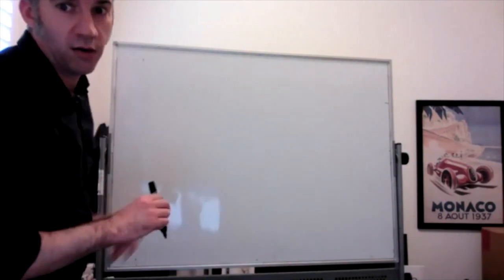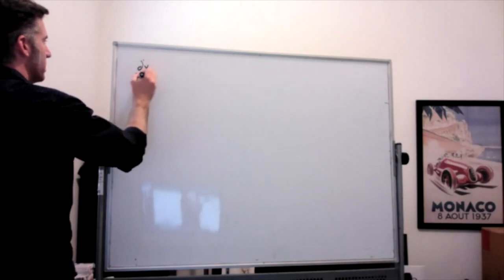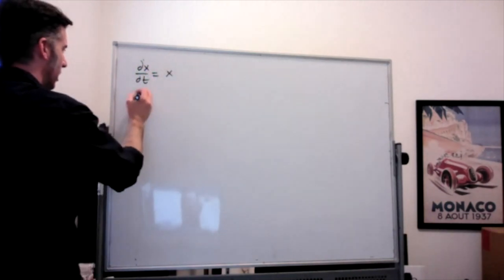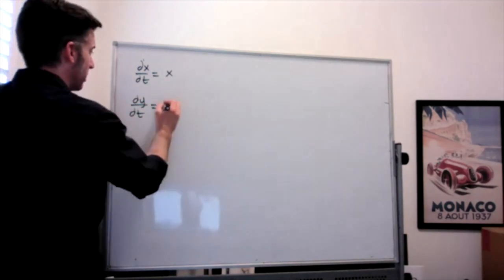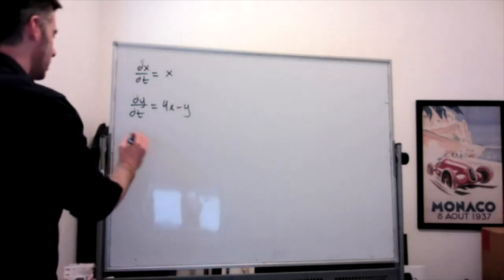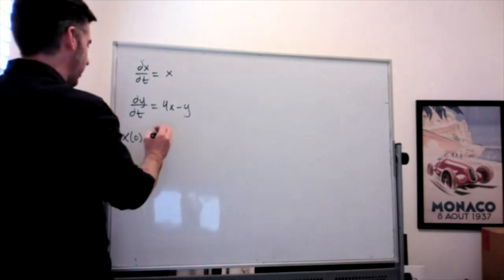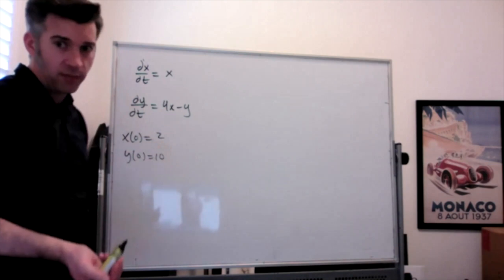I want to solve the system of equations dx/dt equals x and dy/dt equals 4x minus y, with initial conditions x of 0 is equal to 2, y of 0 is equal to 10.